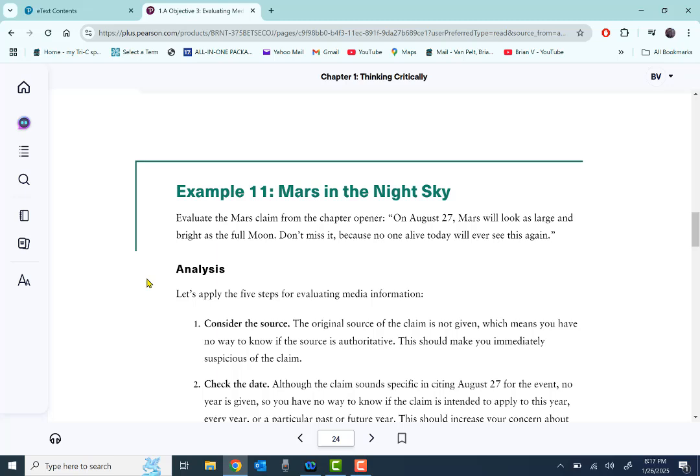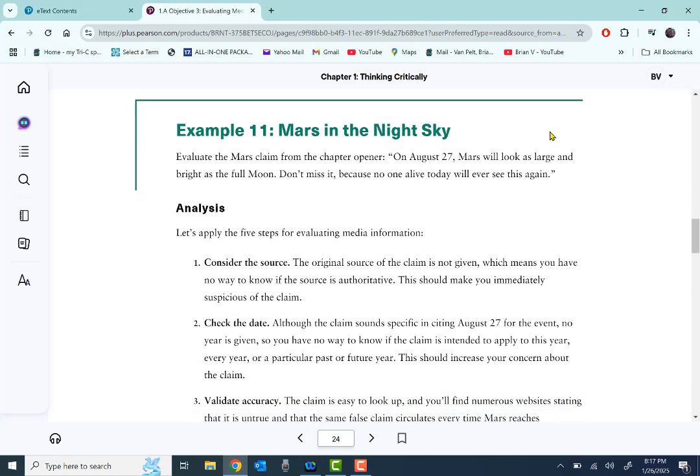Let's consider the source. Well, no source was given. Right away, this shouldn't be taken seriously because no source is given. They should say NASA says this or something like that, or some reputable source.